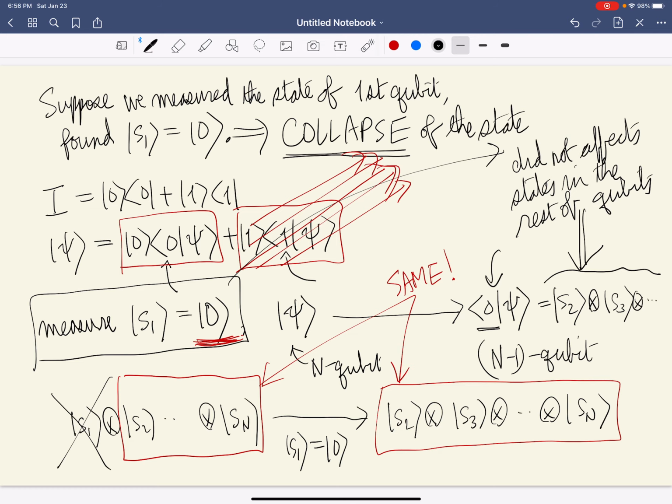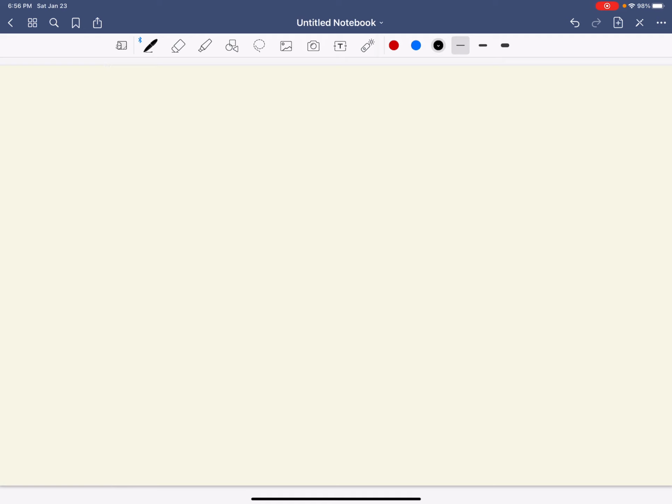Well, at first you might say, okay, that's kind of obvious. I mean, the only thing that you ever touched was the first qubit, and you never touched the rest of the qubits. So why should you expect the rest of the qubits to be affected by what you did on the first qubit? Well, actually, things are not that simple for the quantum world.